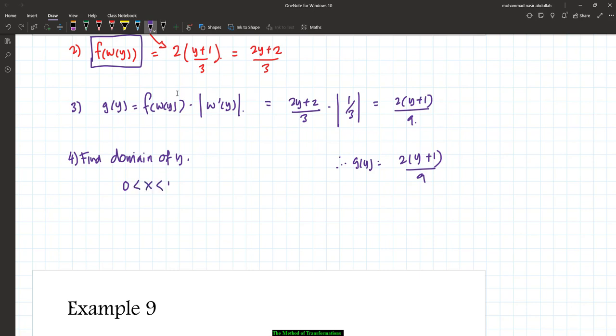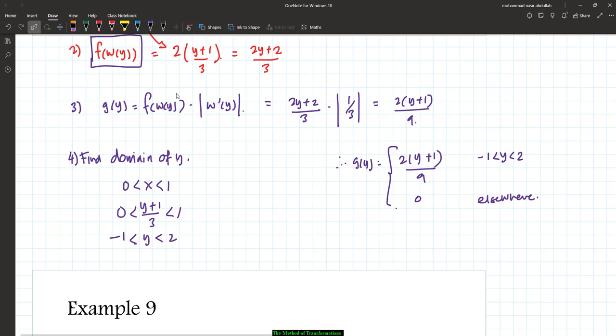So x is between 0 and 1. So x is equal to (y plus 1) divided by 3. So we can do the manipulation. It should be equal to, y should be 0 times 3 plus 1 and minus 1, 2 minus 1, here negative 1, right? So this one, the range should be negative 1 until 2, 0 elsewhere, right? Okay, very simple, right?